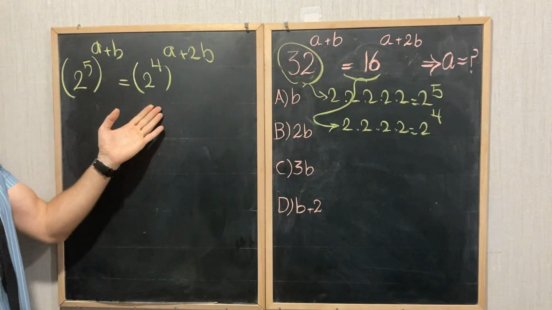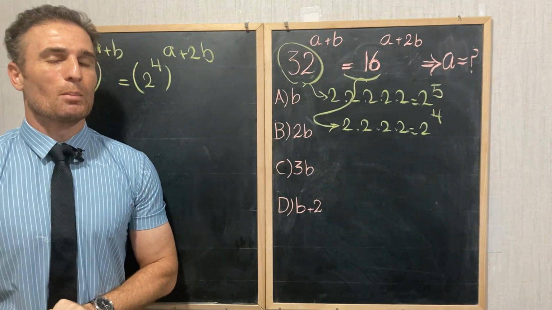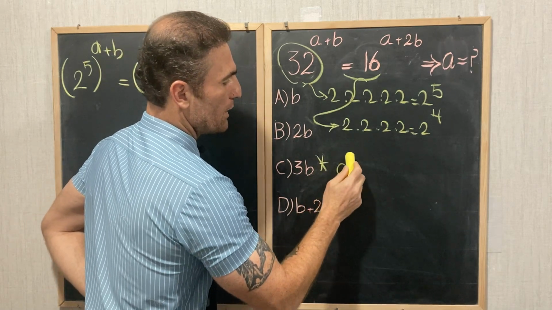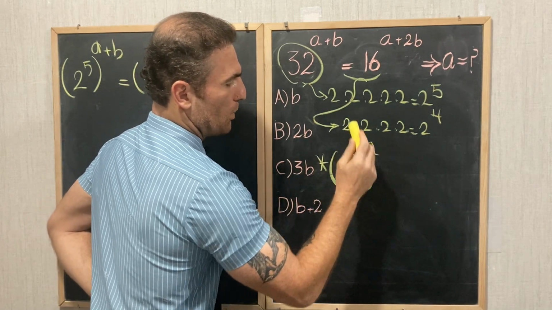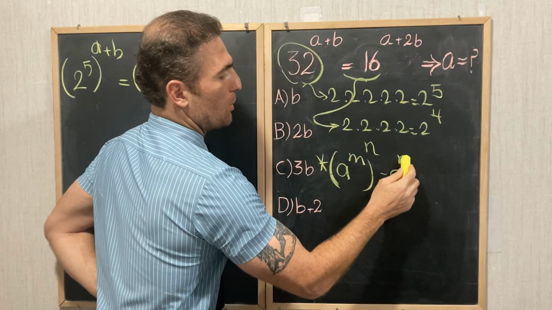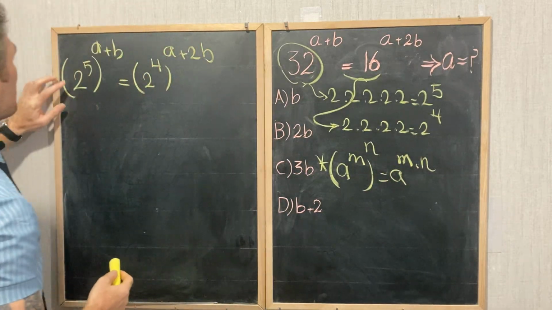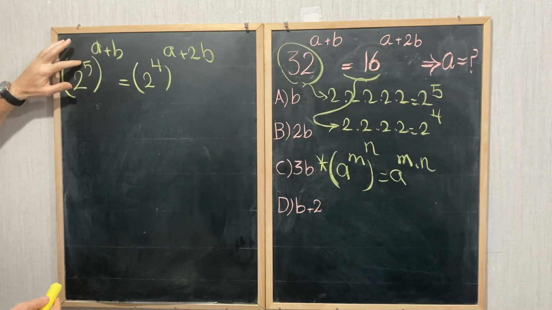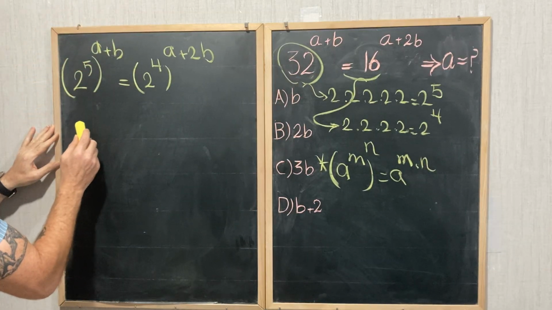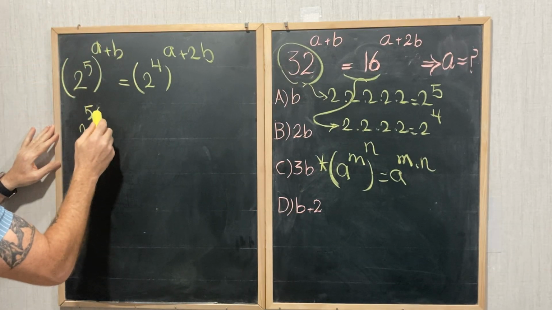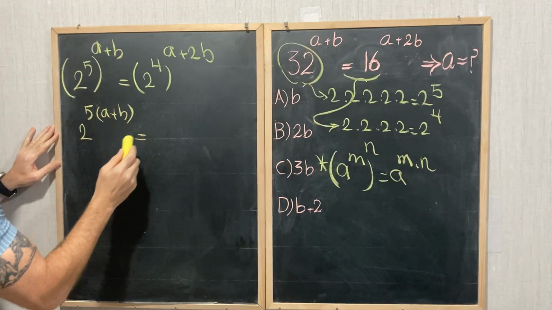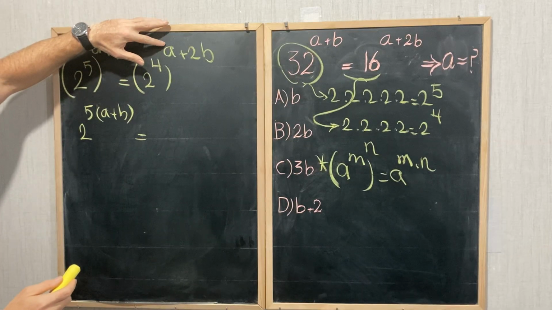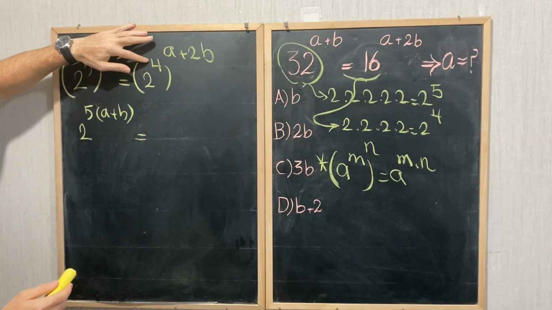But what is the next step? To continue the solution, I'm going to get help from an exponential rule that says a to the power of m raised to the power of n is the same as a to the power of m times n. So 2 to the power of 5 raised to the power of a plus b is the same as 2 to the power of 5 times a plus b. Equals 2 to the power of 4 raised to the power of a plus 2b, which is the same as 2 to the power of 4 times a plus 2b.